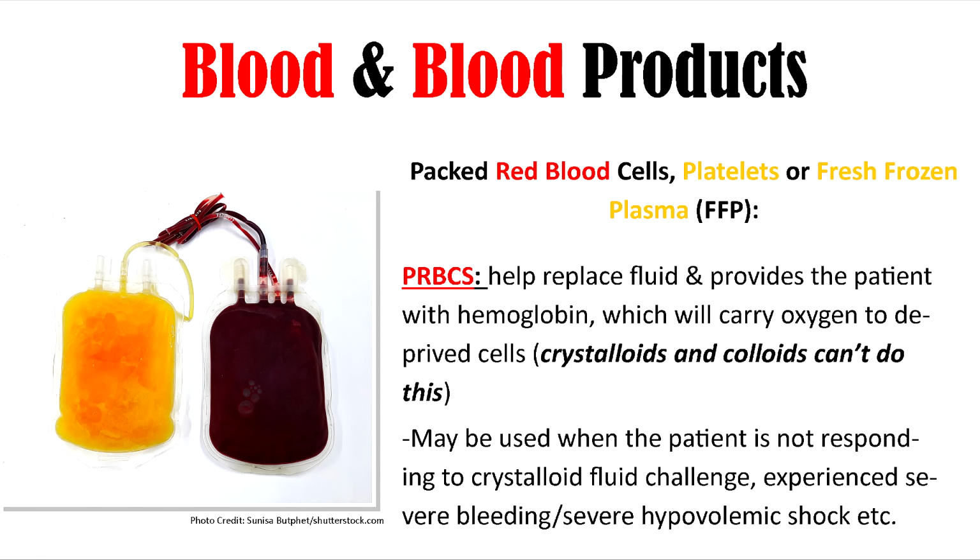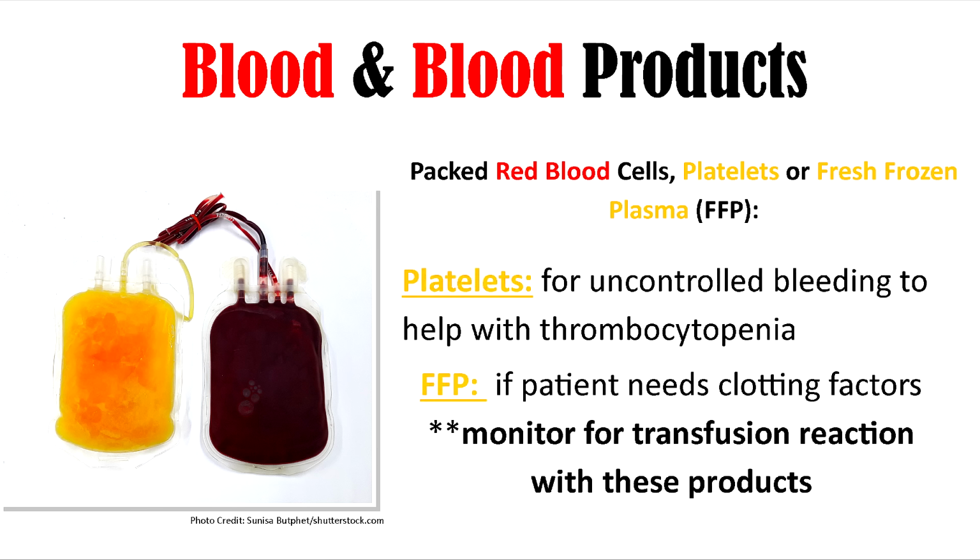Now, it may be used when the patient is not responding to crystalloid fluid challenge, has experienced severe bleeding, or severe hypovolemic shock. And some other type of blood products used are like platelets, and these would be used for patients who are having uncontrolled bleeding due to thrombocytopenia, so they need some platelets to help with that. Also, fresh frozen plasma. This is for when patients need clotting factors. Now, anytime you're giving any type of blood products, you always want to monitor for transfusion reactions with these products. And I have a whole video on the nurse's role with blood transfusions if you want to check that out as well.